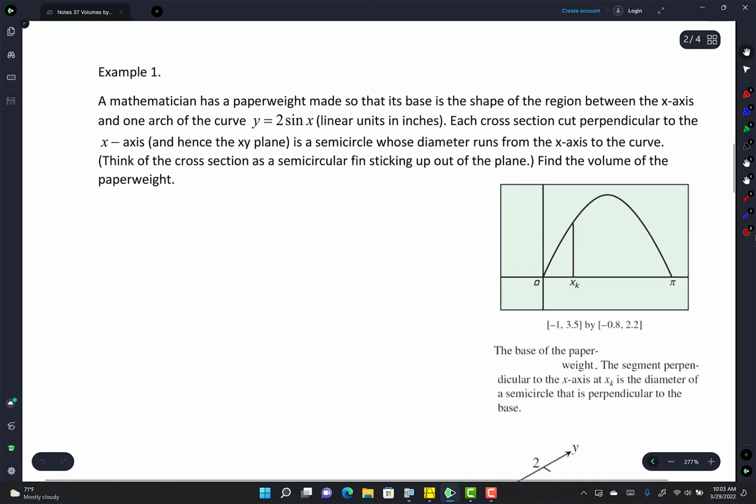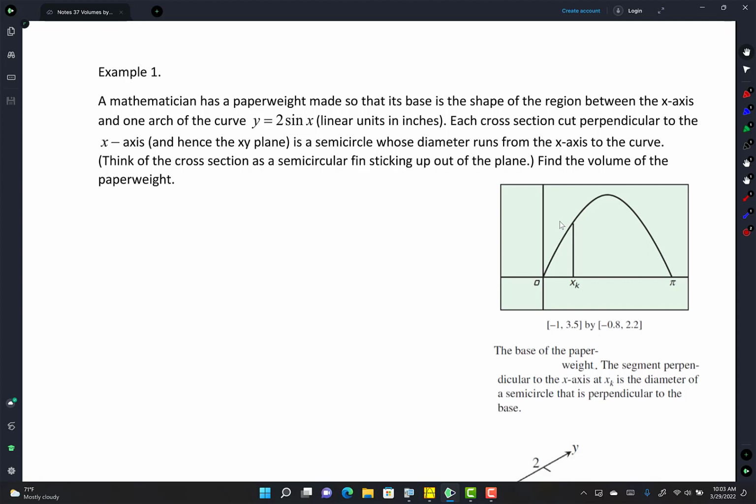A mathematician has a paperweight made so that its base is the shape of the region between the x-axis and one arc of the curve y equals 2 sine x. So this is y equals 2 sine x. Are we still okay? Linear units in inches. Each cross-section cut perpendicular to the x-axis, and hence the xy plane, is a semicircle whose diameter runs from the x-axis to the curve. Okay, so what all that means, don't worry, I'll show you a visual 3D model.